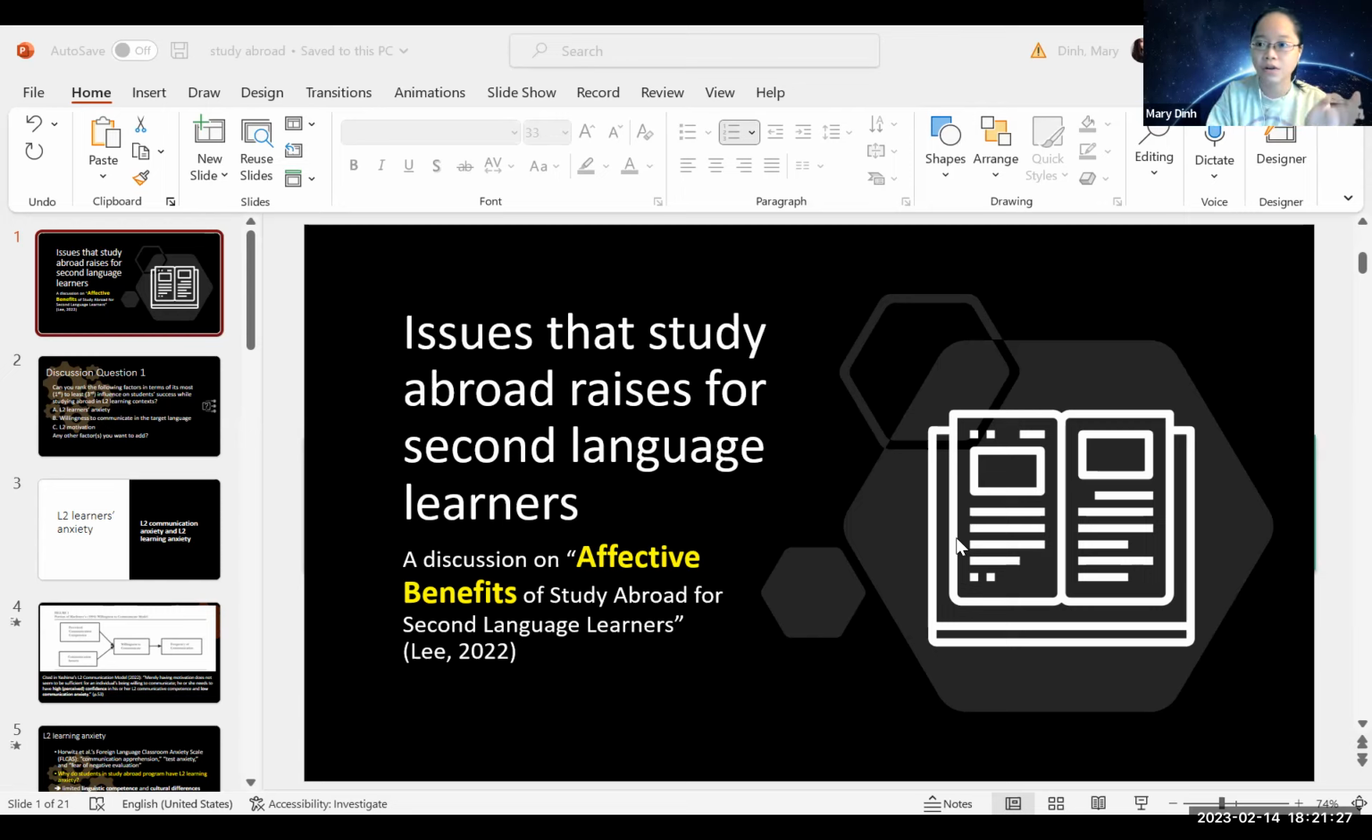It means that when you learn a second language and you go to study, no matter how long it takes, you immerse yourself in that sociocultural context, and it may affect your language development. It also affects your attitude when you learn it, your motivation, or maybe some negative emotion attached to it. For example, when you study abroad, you may feel more anxious, or more motivated to learn a language or to assimilate into that learning context. So we will talk about some issues that study abroad in general raises for second language learners.